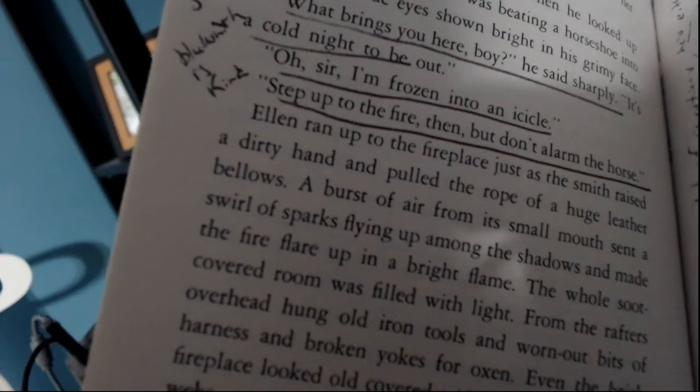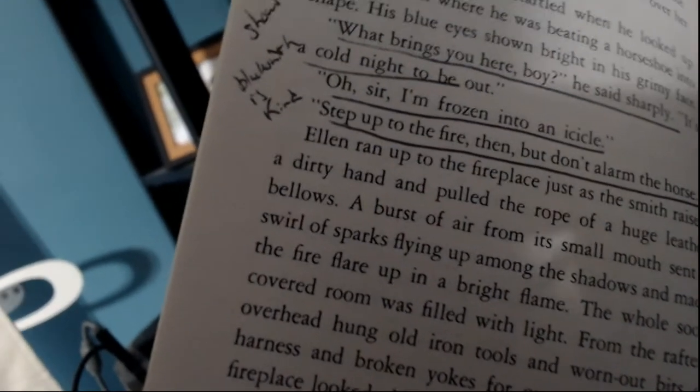"Step up to the fire then, but don't alarm the horse." As the evidence that I'm going to use to show that he was kind and allowed Ellen to come in and stand by the fire. On page 138, comma, blacksmith says, again, I'm looking back to make sure I get the exact words, "Step up to the fire then." And I can just use that. I don't even have to use the rest of it because the horse doesn't have anything to do with it.